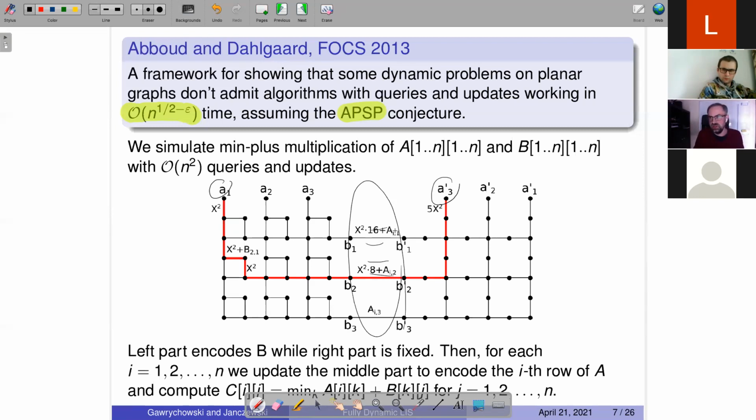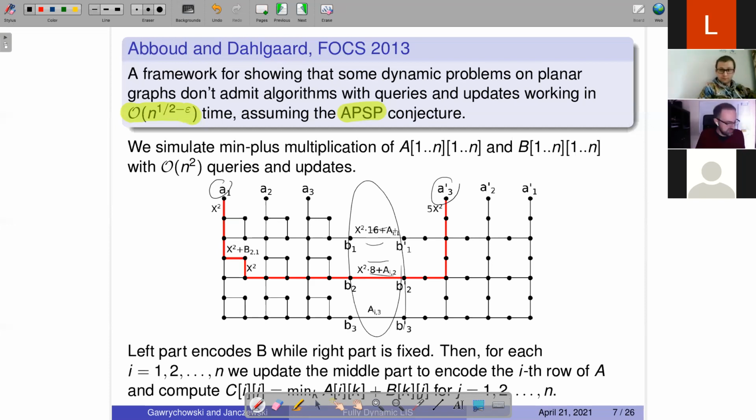The APSP conjecture stipulates that together it takes cubic time. So it means that a query or update takes at least linear time in n, and n is the square root of the size of the graph. So this is how they achieve this lower bound. Okay, but this is for planar graphs, and I promised you longest increasing subsequence.